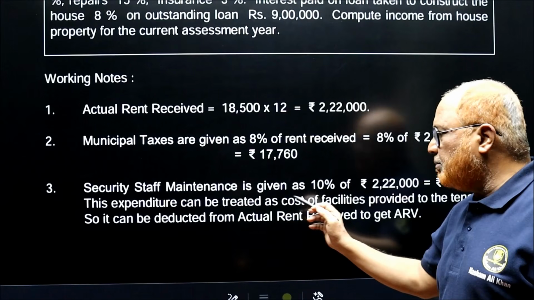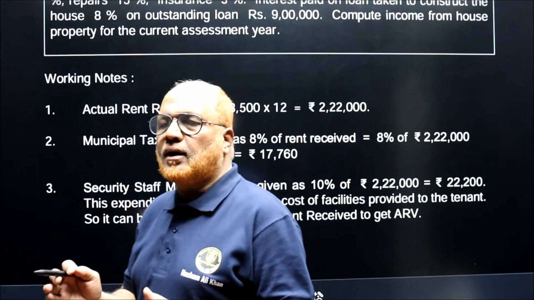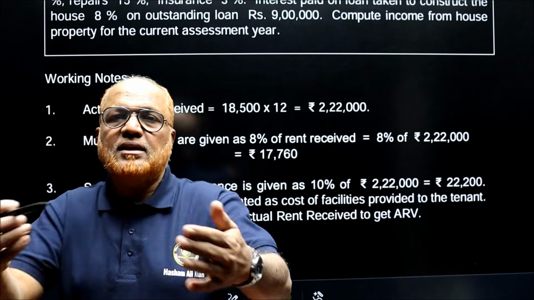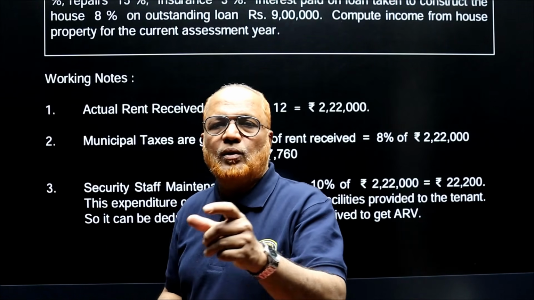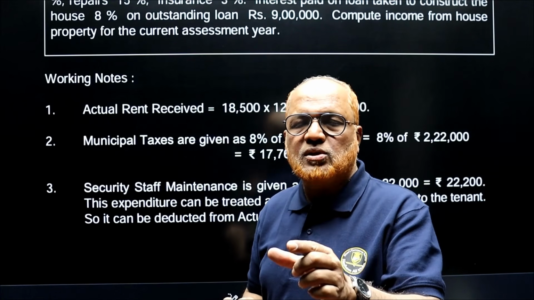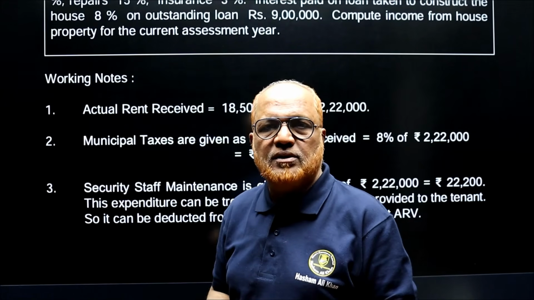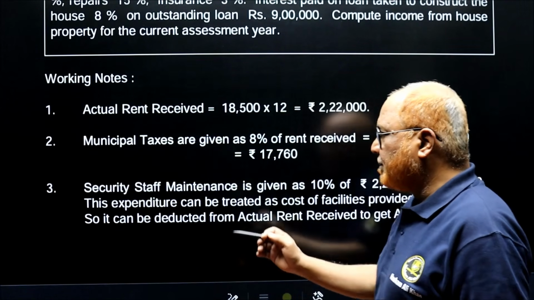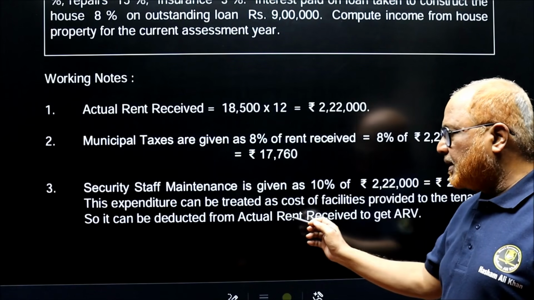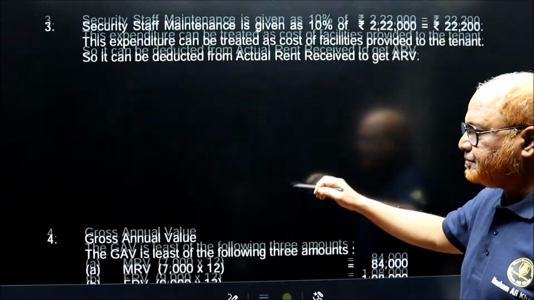This expenditure can be treated as cost of facility. That means the owner is not collecting service charges, but it is providing the service. What service? Security staff salary. So the Income Tax Act says the cost of facility should be deducted from the actual rent received to find out ARV. This expenditure can be treated as cost of facility provided to the tenant, so it can be deducted from actual rent received to get ARV. That is a new point.